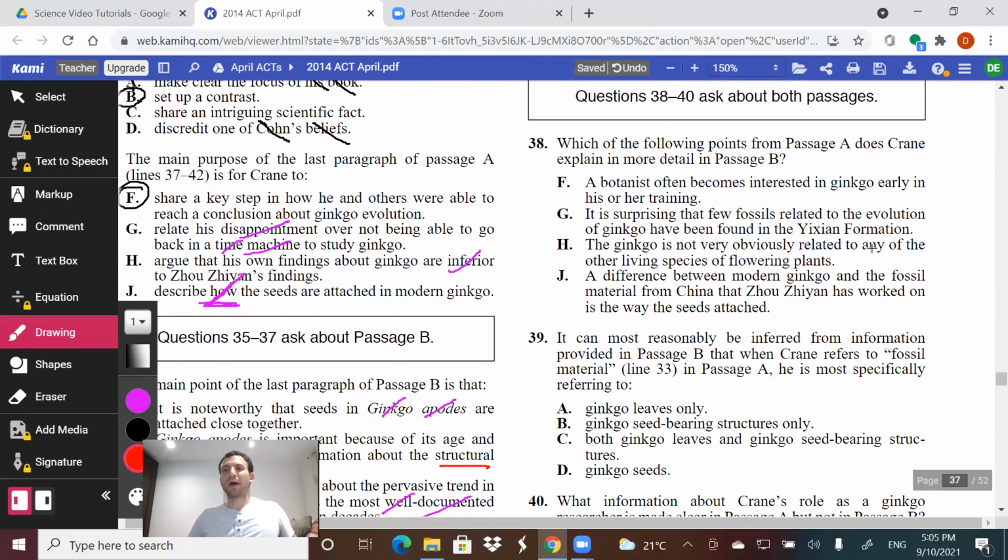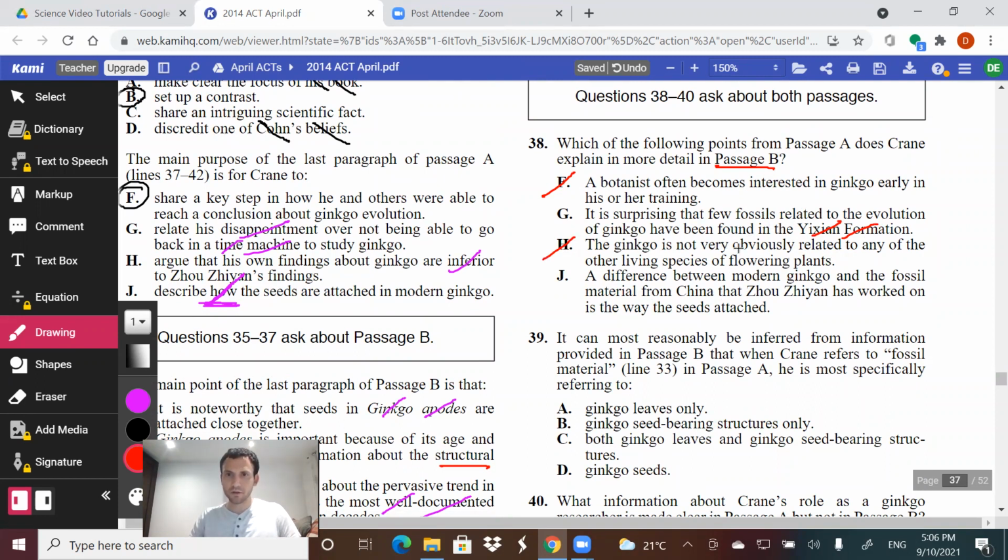Which of the following points from passage A does Crane explain in more detail in passage B? A botanist often becomes interested in ginkgo early in his or her training. No, that's only talked about in passage A. It is surprising that few fossils related to the evolution of ginkgo have been found in... no, because he only mentions in B that it's surprising that we haven't found more in this area. The ginkgo is not very obviously related to any of the other living species of flowering plants. He makes that very clear in passage A, but not B.